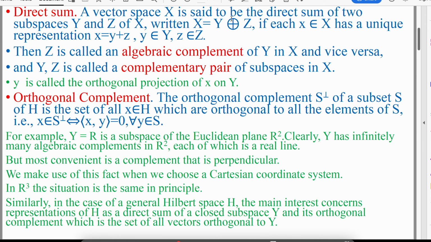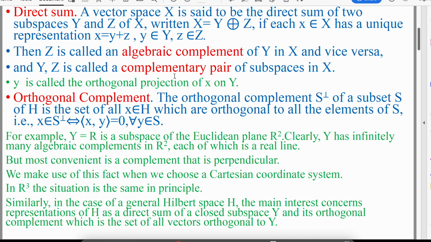This is called direct sum, and Z is called the algebraic complement of Y in X, and Y is called the algebraic complement of Z in X, and together we call Y, Z a complementary pair of subspaces in X, and this y is called the orthogonal projection of x on Y.